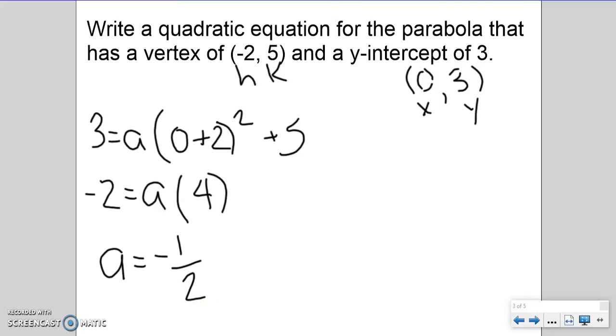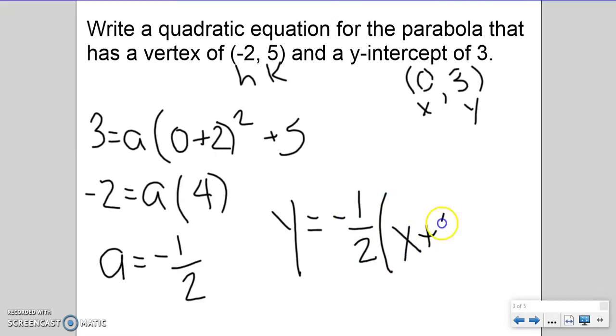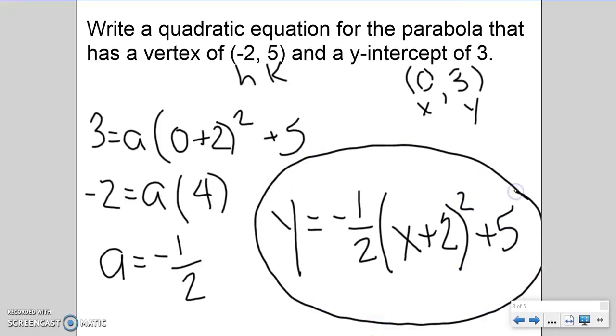I'm going to go back and substitute everything into vertex form. So I'll have negative 1/2 times (x plus 2) squared plus 5. And that will be the quadratic equation for this parabola.